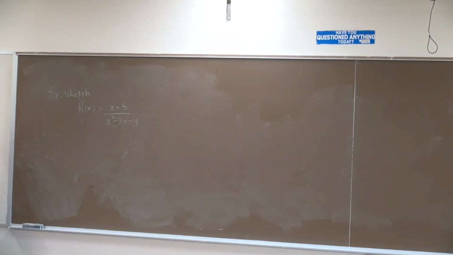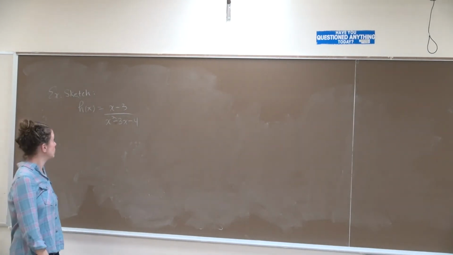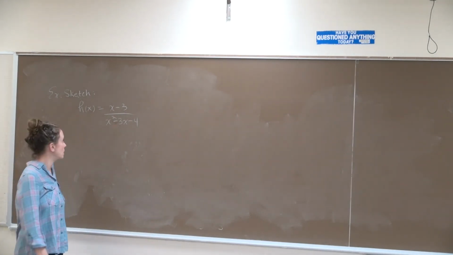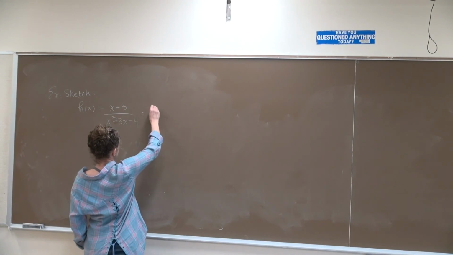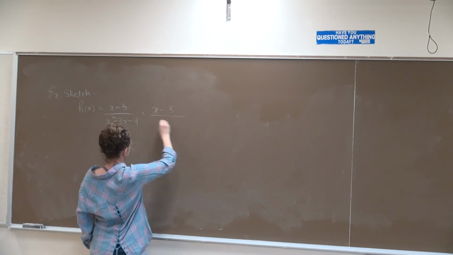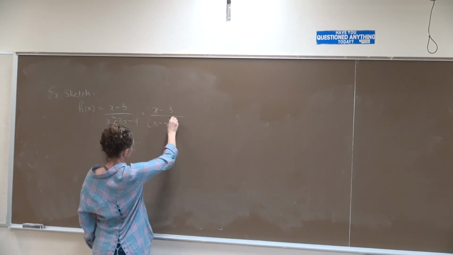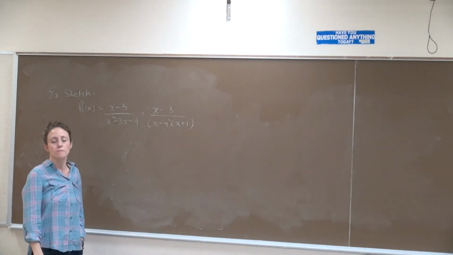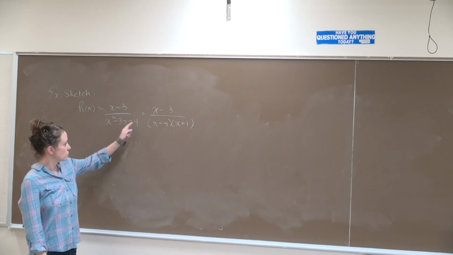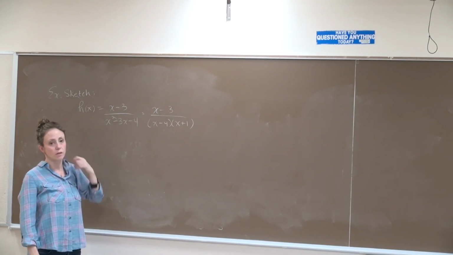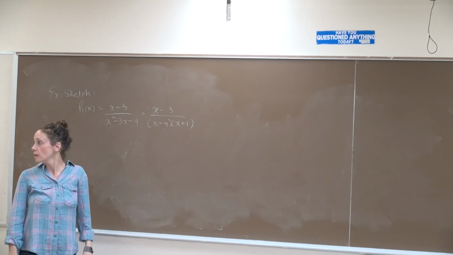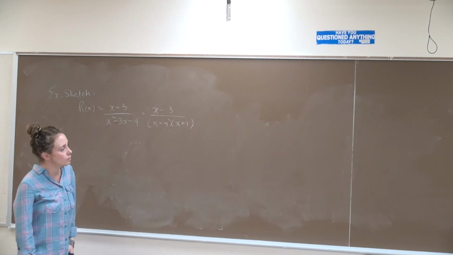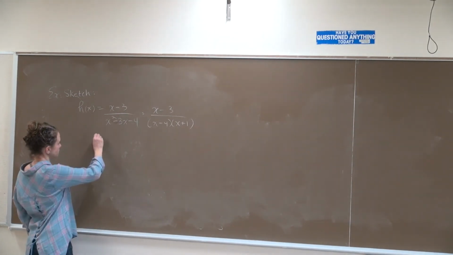All right, so the first thing we're going to do, in order for us to graph this, is to factor it completely. So the factored version of this looks like x minus 3 divided by x minus 4 times x plus 1. Right, two numbers whose product is negative 4 that sum to negative 3 are going to be negative 4 and positive 1. Now the next thing that we want to do is find any y-intercepts.